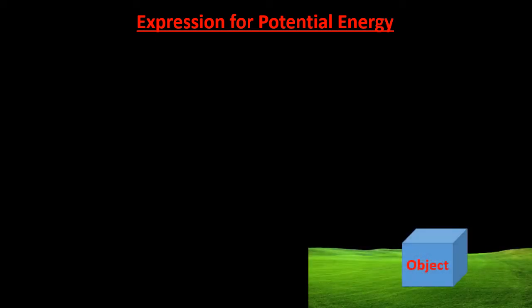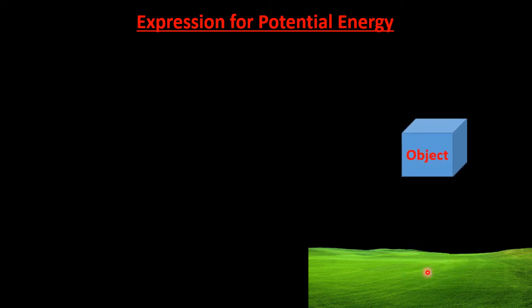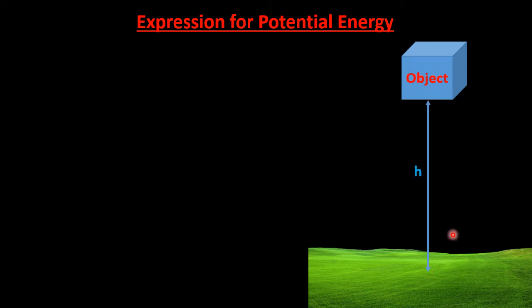Here let us consider an object on the ground. At this position, the height of the object from the ground is 0, so the object has 0 potential energy. Now, if we lift this object to a height h by applying a force, that means we have to do work on it to lift the object. We are spending our energy to lift the object. If we lift the object to a height h from the ground, the energy that we have spent on it will be stored as potential energy.